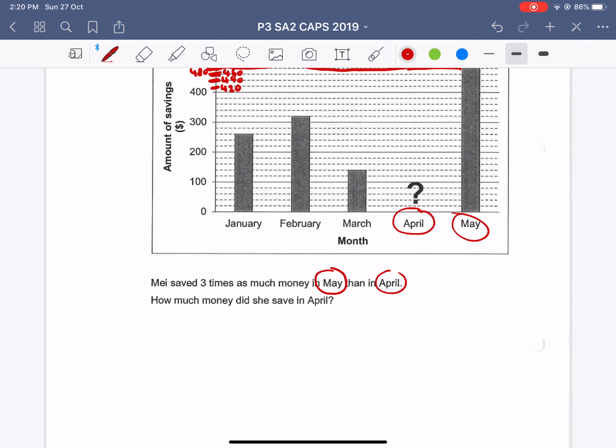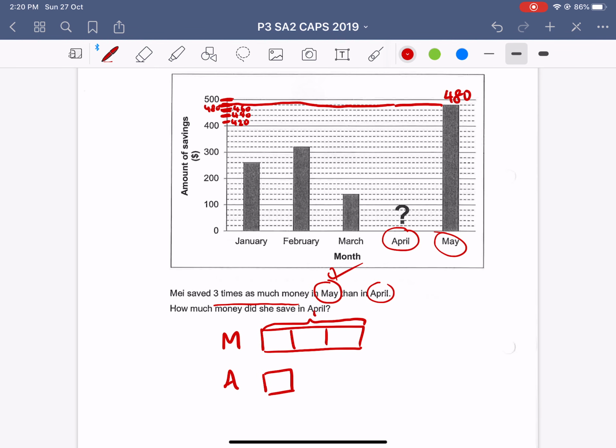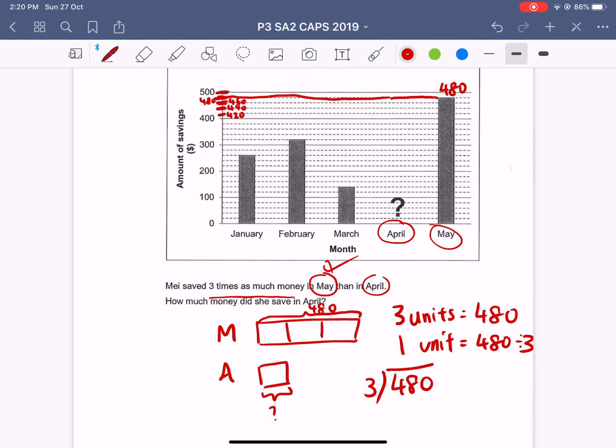So the question says you save 3 times in May compared to April. If I can show you a model, you save more in May than in April. So you save 3 times. Now if in May you actually save 480, then the question is asking how much you save in April. If you go by the units method, since 3 units is 480, what is shown in May, 3 times, then we are keen to know how much is 1 unit. We divide it by 3. So 480 divided by 3, let's find out.